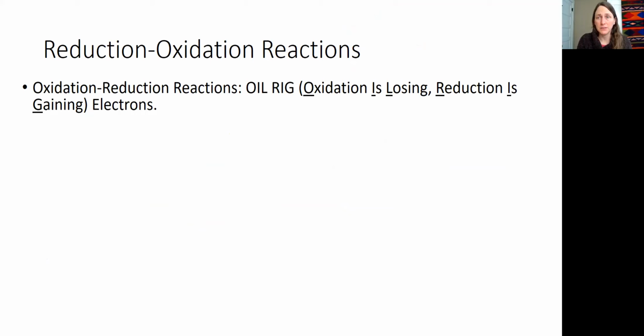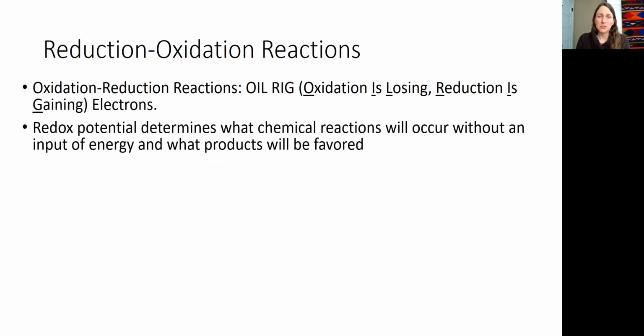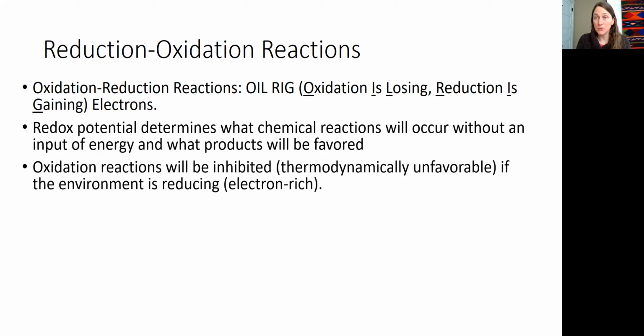So oxidation reduction reactions, you can use this mnemonic, OIL RIG. Oxidation is losing electrons. Reduction is gaining electrons. So the redox potential determines which chemical reactions will occur without an input of energy and what products will be favored. And so it's important for understanding natural systems because there's not a lot of extra energy to drive reactions out there other than light energy.